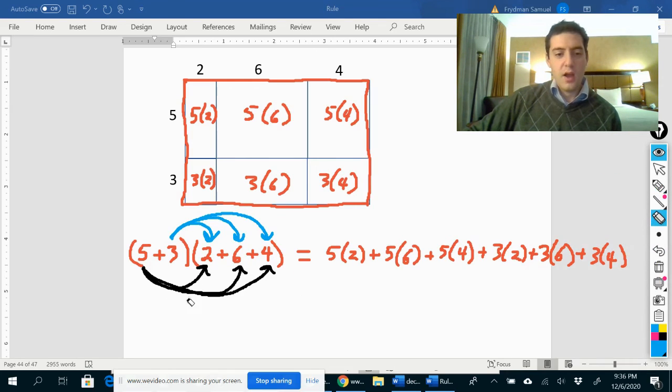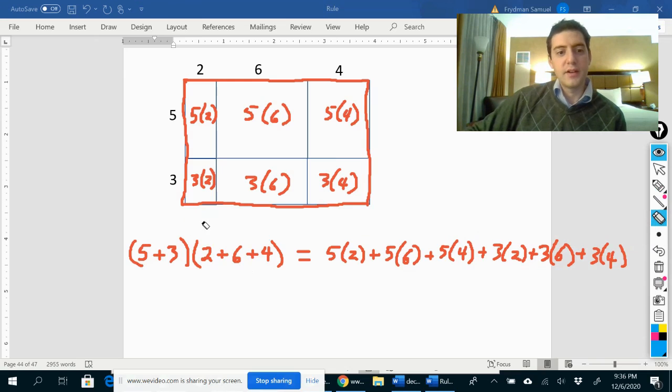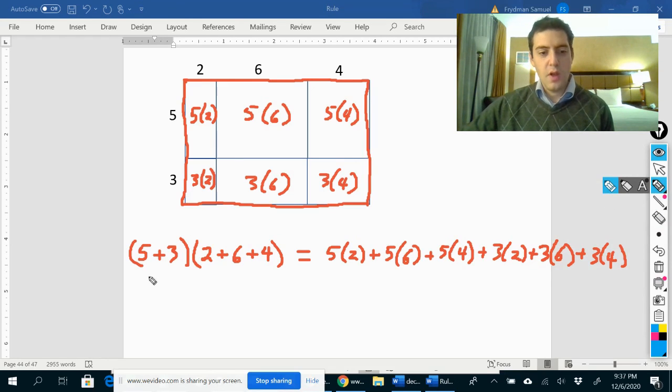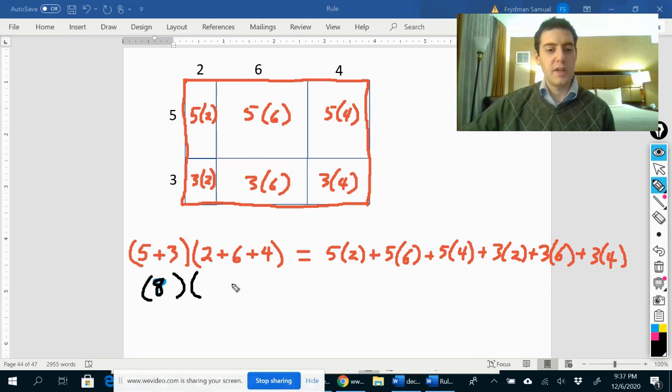So for example, I forgot to go through it in the last example, but let me just do it now. 5 plus 3 is 8, right? And 2 plus 6 plus 4 is 12. Okay, and then 8 times 12 is 96. So I get 96 over here when I add these up and then multiply them together.